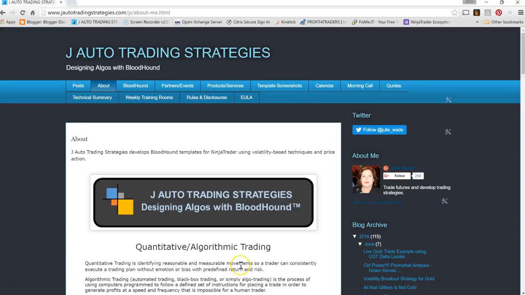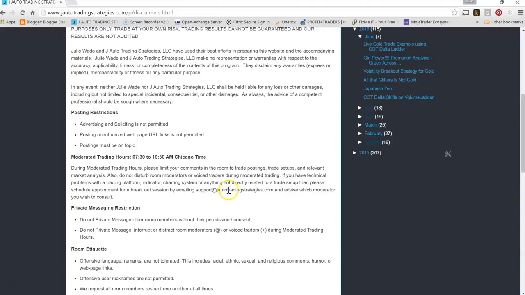I'm going to do a market wrap up and take a look at some of my bloodhound signals that I'm getting on my templates. First, we have to look at the disclosures.